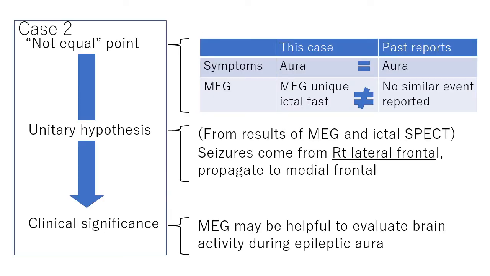To identify not equal point, I made a table. This case was unique, as MEG captured ictal fast activity during epileptic aura, which has never been reported. From the result of MEG and ictal SPECT, I made unitary hypothesis that seizure came from right lateral frontal, which propagated to medial frontal. Clinical significance of this study is MEG may be helpful to evaluate brain activity during epileptic aura.